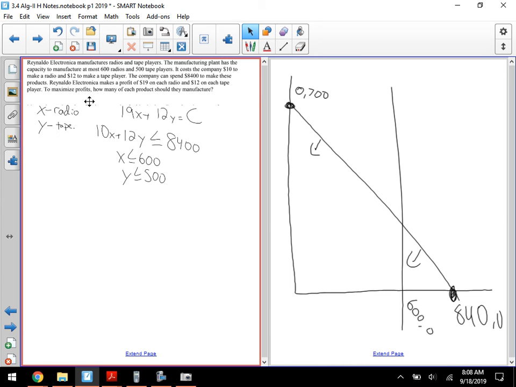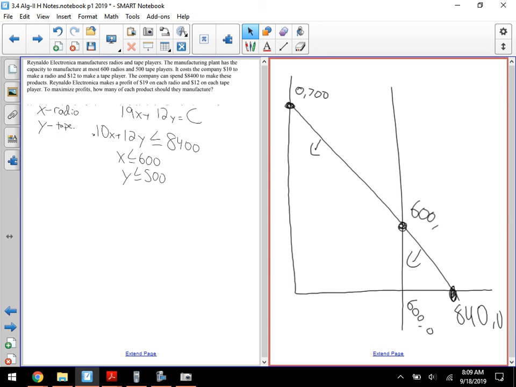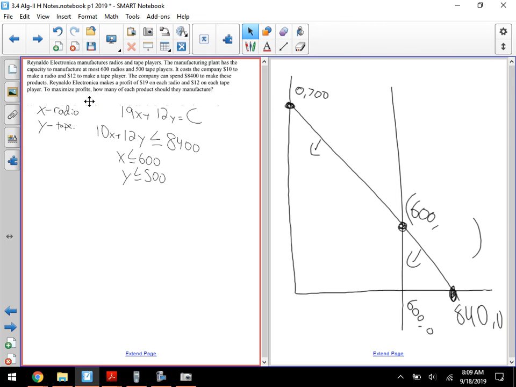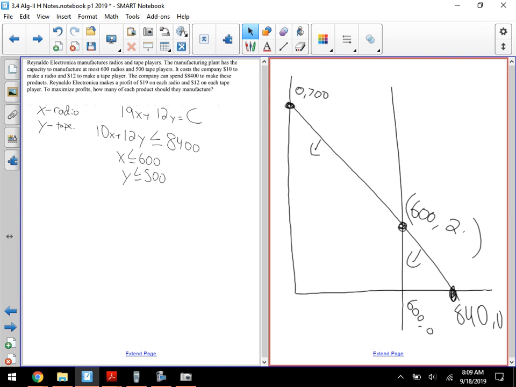Vertical lines means that your x value remains constant. So it hits this line with the ordered pair 600, comma, well, I have to substitute in. 10 times 600 is 6,000. I take 8,400 and subtract 6,000 and I'm left with 2,400. 2,400 divided by 12 is 200, right? Okay. And it gets me 200.